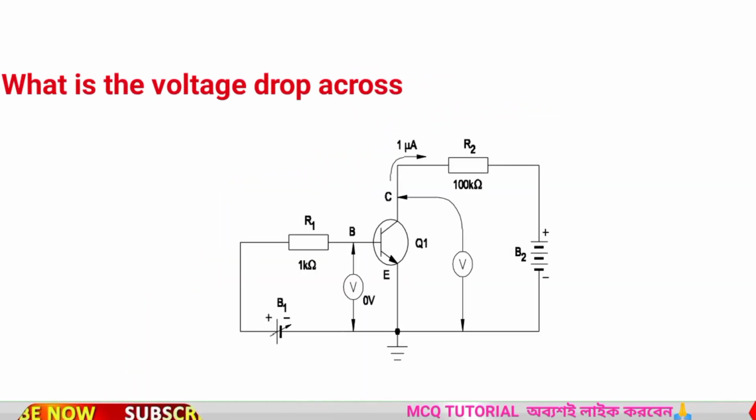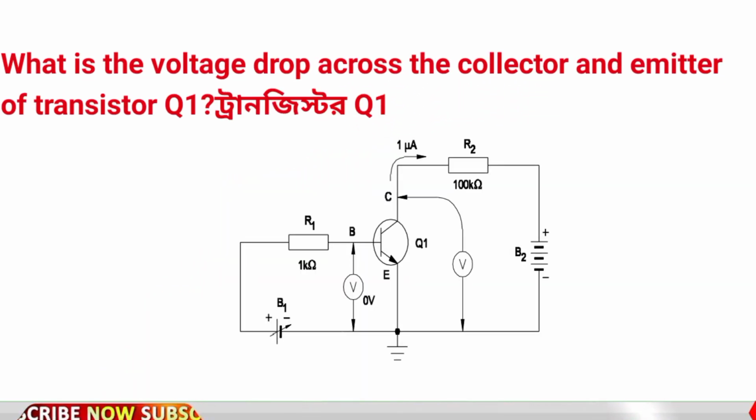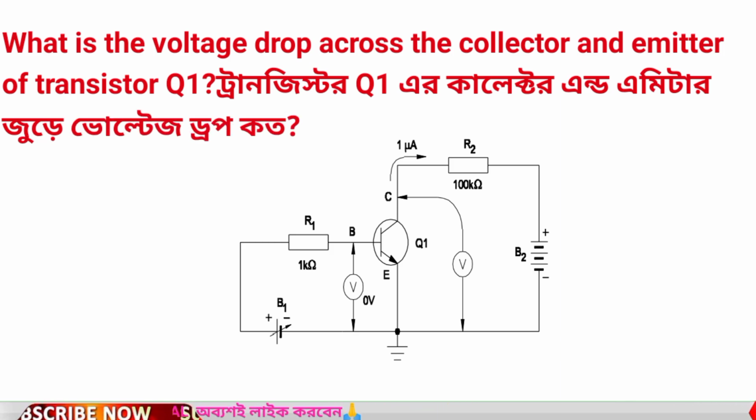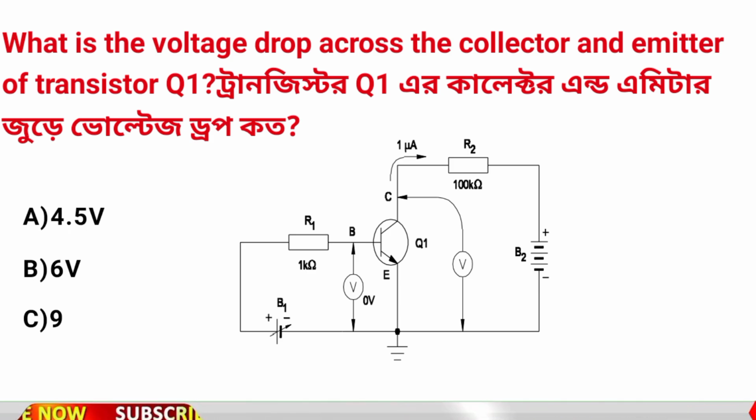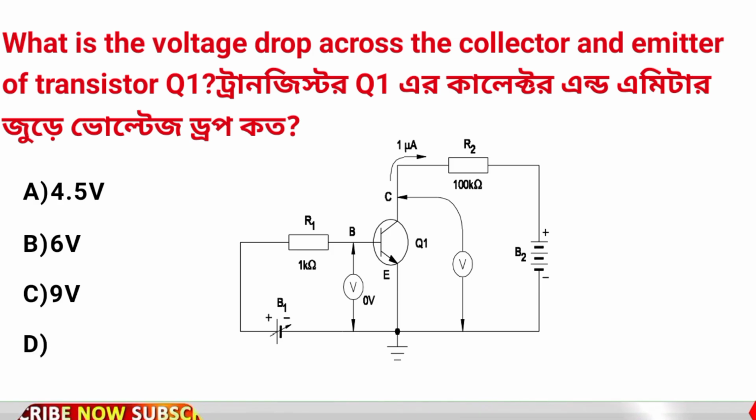What is the voltage drop across the collector and emitter of transistor Q1? Option A, 4.5 volt. Option B, 6 volt. Option C, 9 volt. Option D, 0 volt.